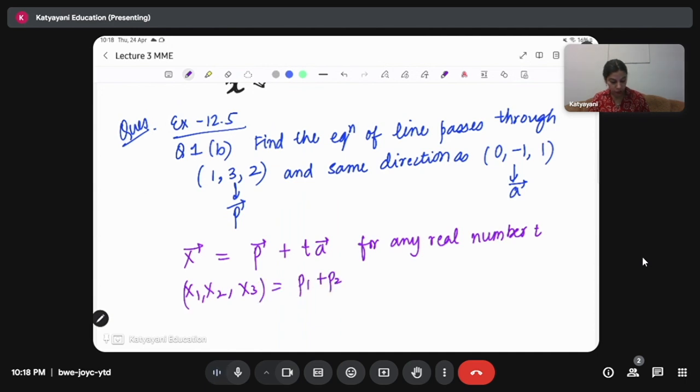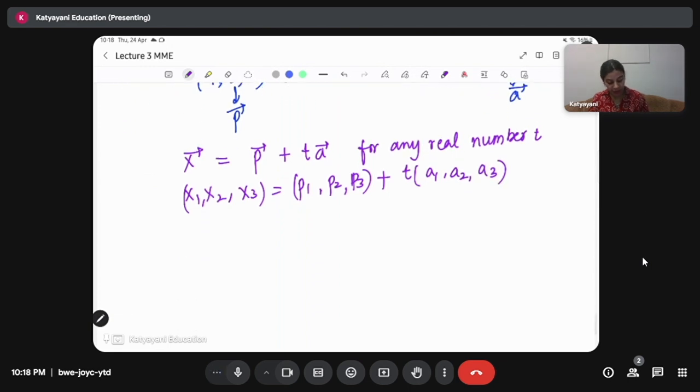Now since we are in three dimensions, this x can be written as (x1, x2, x3) is equal to (p1, p2, p3) plus t times (a1, a2, a3). So from here you can see that x1 would be equal to p1 plus t times a1, x2 would be equal to p2 plus t times a2, and x3 would be equal to p3 plus t times a3.